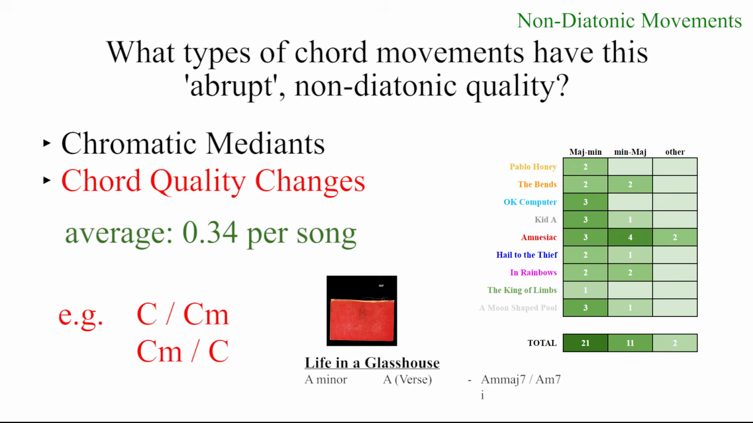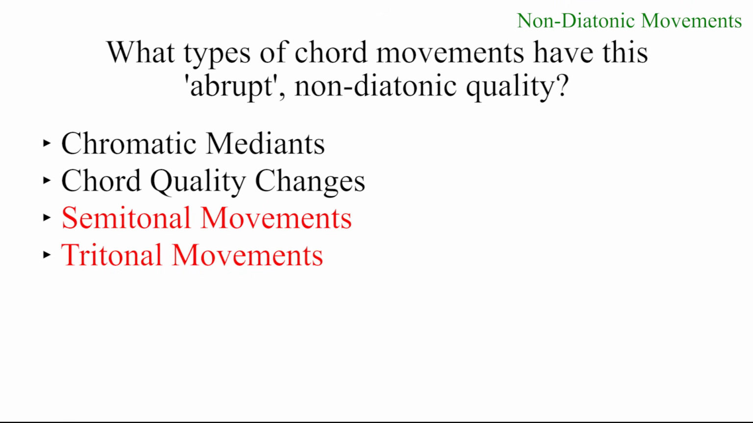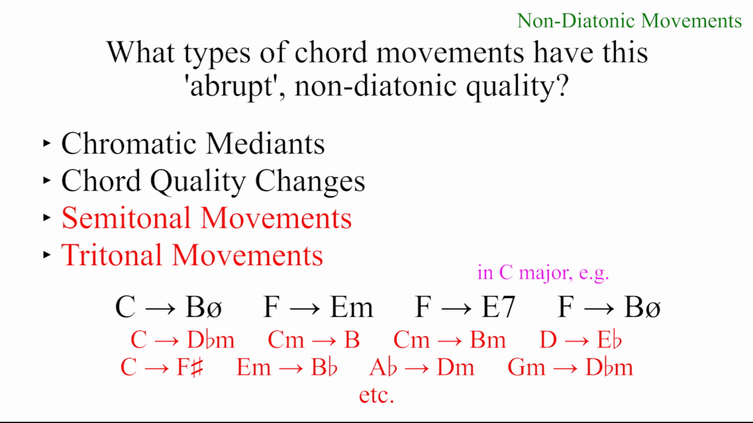Additionally, on the track Life in a Glass House from this album, there is a back and forth change between the A minor major 7 and the A minor 7 chords, which I felt should be included in this general category, though it's not really major to minor or minor to major. The final two categories of non-diatonic movements are semitonal movements and tritonal movements. It is possible to move by a semitone or a tritone inside a diatonic scale, but only in one or two specific ways. Other combinations of chords using these movements are therefore non-diatonic.